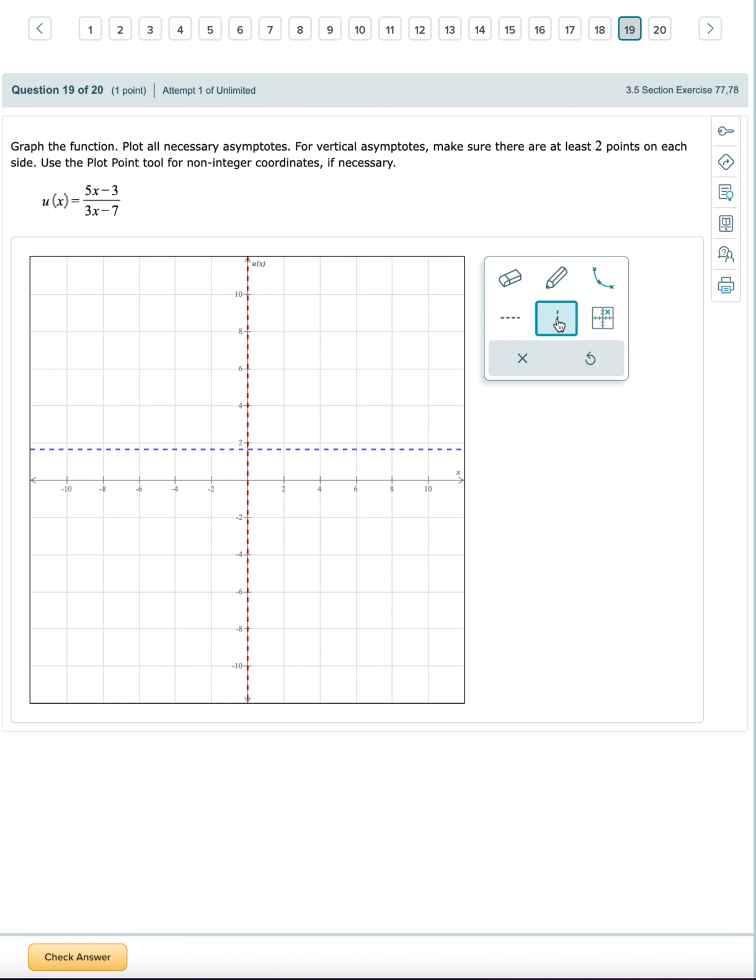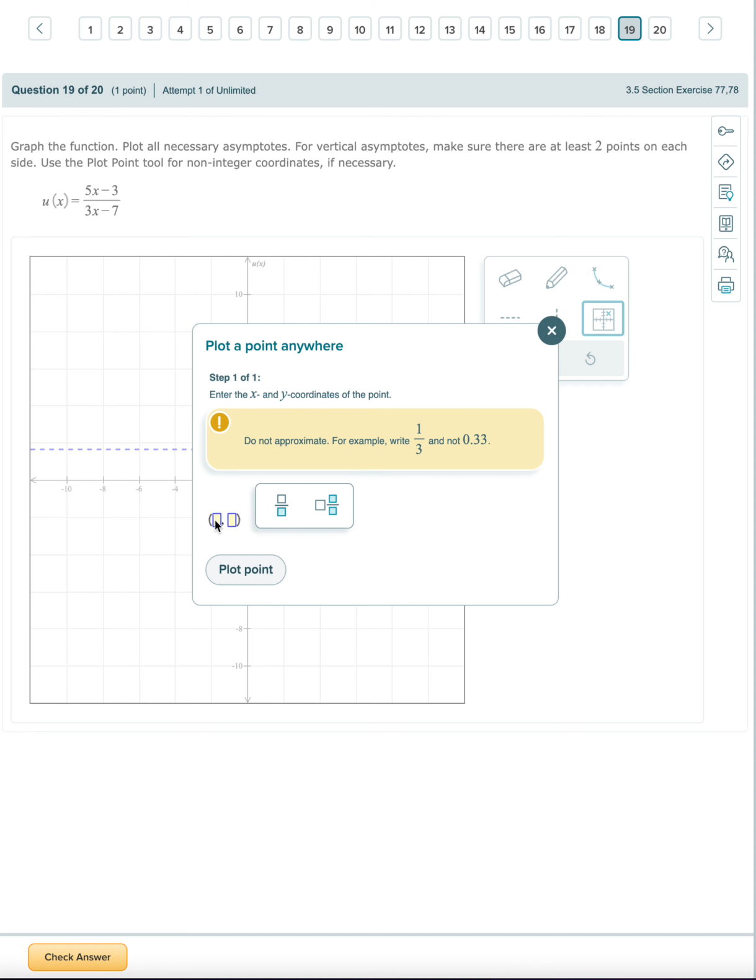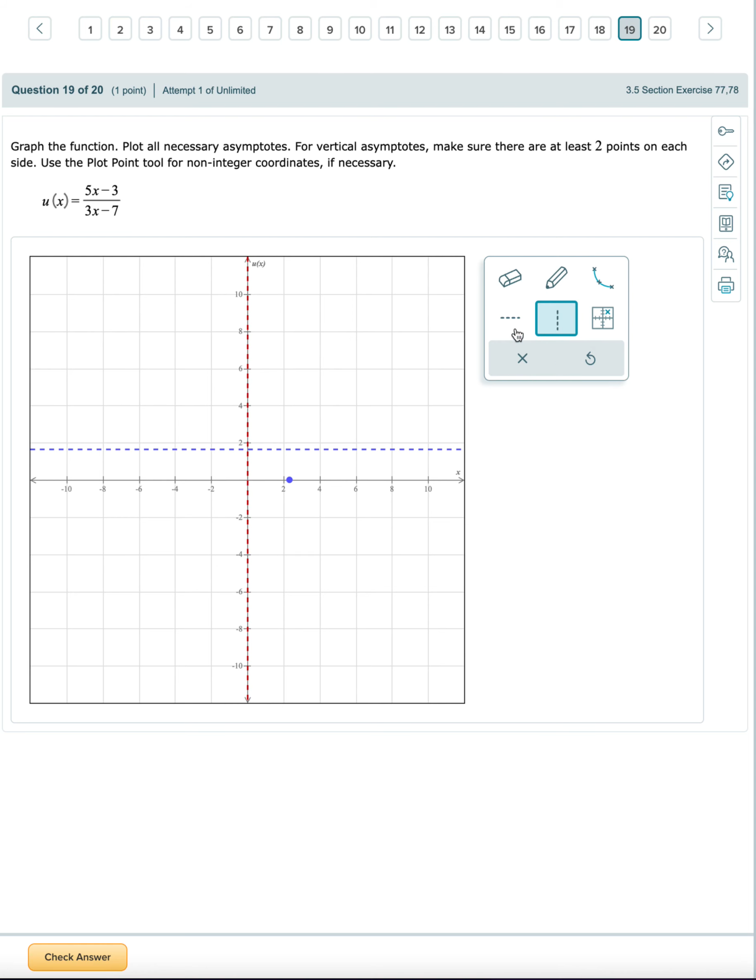Now let's go to the vertical asymptotes. As you can see, for this denominator, when we set 3x minus 7 equal to 0, we get x equal to a positive 7/3. So again, 7/3 is going to be tough because it is 2 1/3. So we'll go ahead and plot a point to give that to us. So we will have 7/3, 0, just to get us in that place where we can see where that is. And now let's go ahead and put that vertical asymptote there.